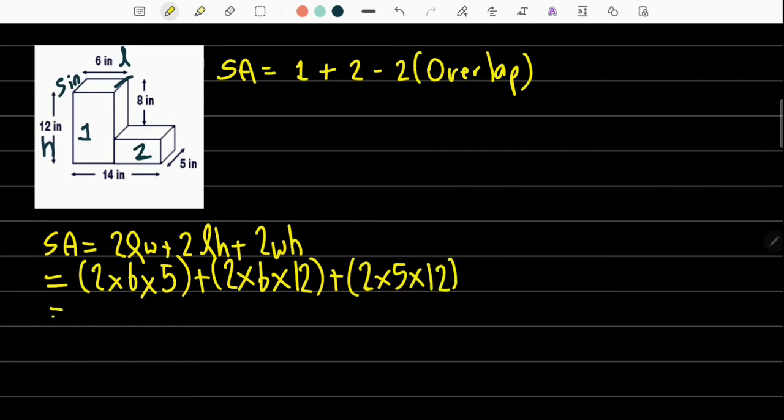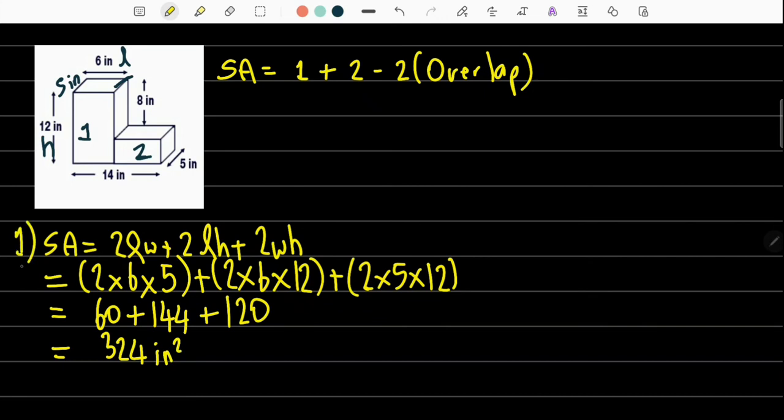There we go. Now let's do some simple multiplication. 2 times 6 times 5 gives us 60, plus 2 times 6 times 12 gives us 144, plus 2 times 5 times 12 gives us 120. If we add it all up, 60 plus 144 gives us 204, and 204 plus 120 gives us 324. Let's not forget our unit, which is inch square. So this is for shape number one, figure number one.